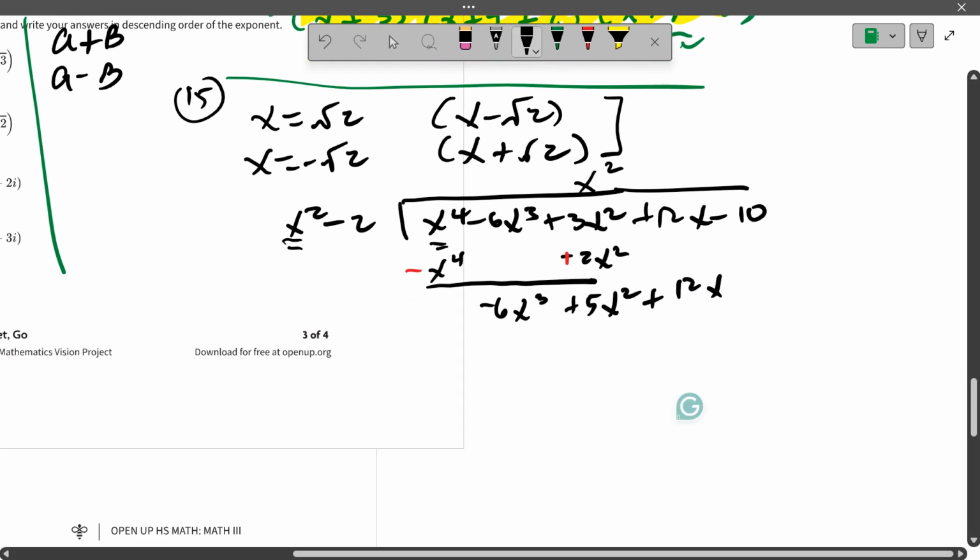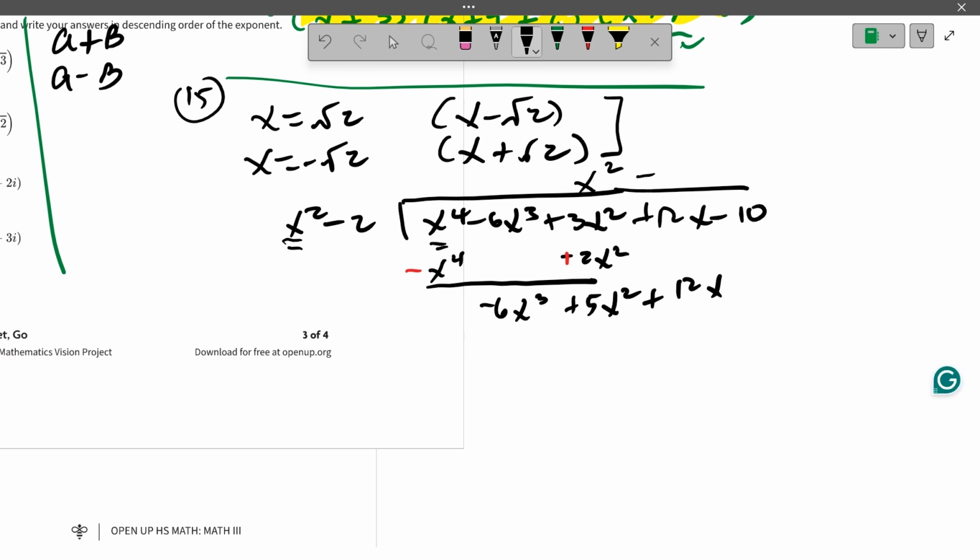Now I repeat the process. I divide x squared into negative 6x to the third. And that's going to give me negative 6x. X squared into negative 6x cubed is negative 6x. I multiply that sort of around the corner. Negative 6x times x squared is negative 6x cubed. Negative 6x times negative 2 is positive 12x.